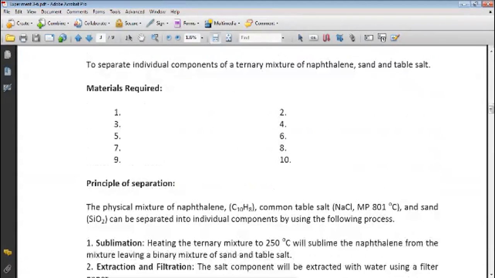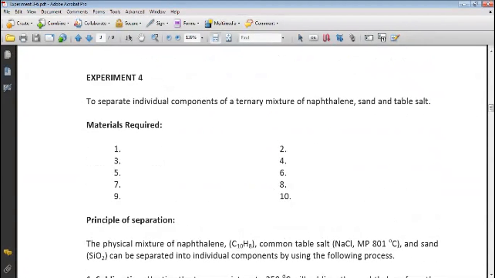So moving to the next experiment, it has three components. The mixture has three components, that's why it is called a ternary mixture. Ternary mixture means it has three components present in the mixture. One is naphthalene, which is an organic molecule, this is sand, and this is table salt. So again, this is a combination of three substances. I'm expecting a response from all of you. Can any one of you suggest what type of technique we can use first to separate any one of the components present in the mixture?